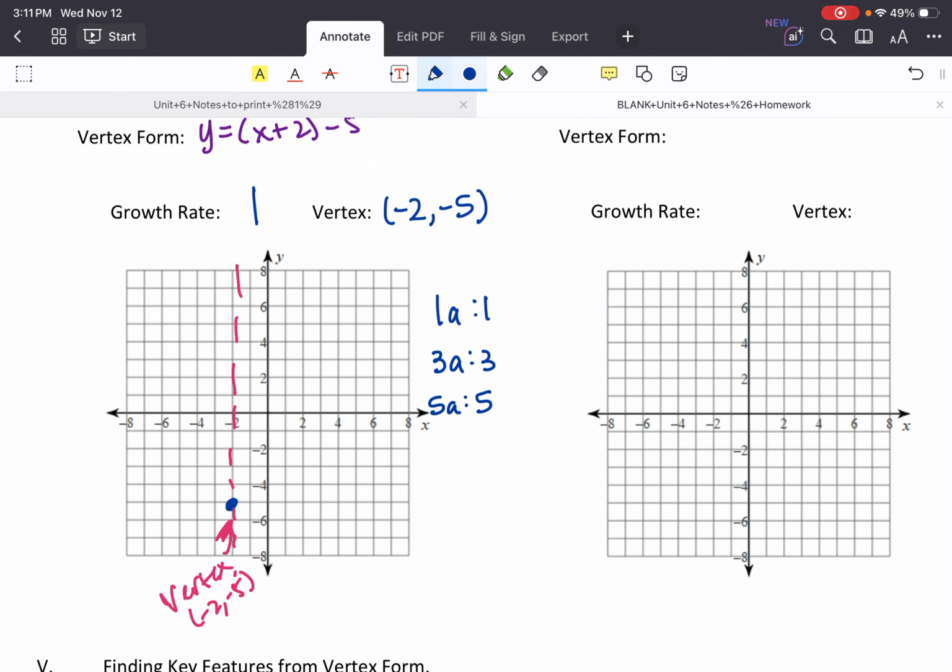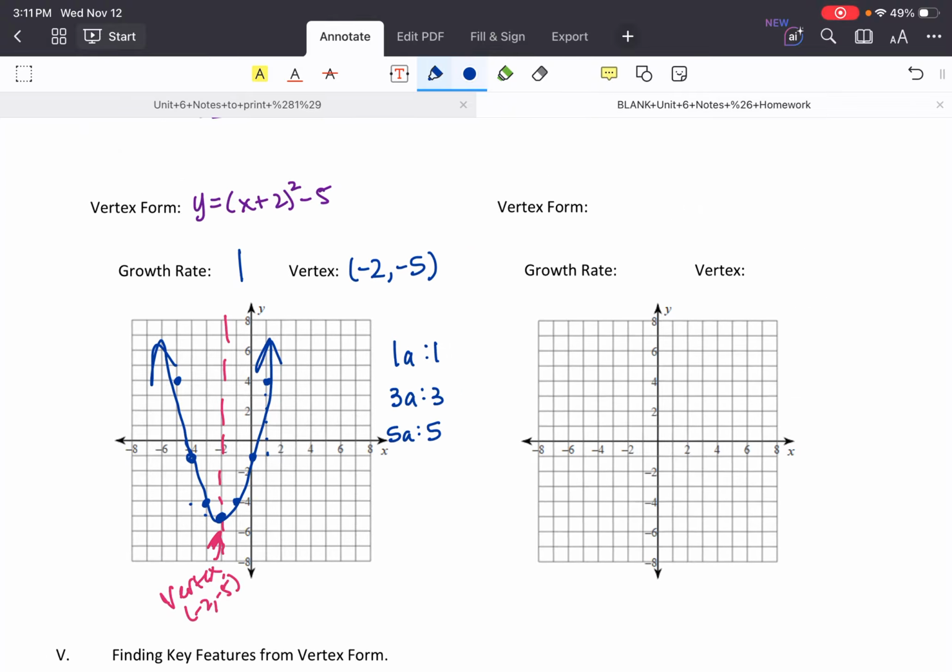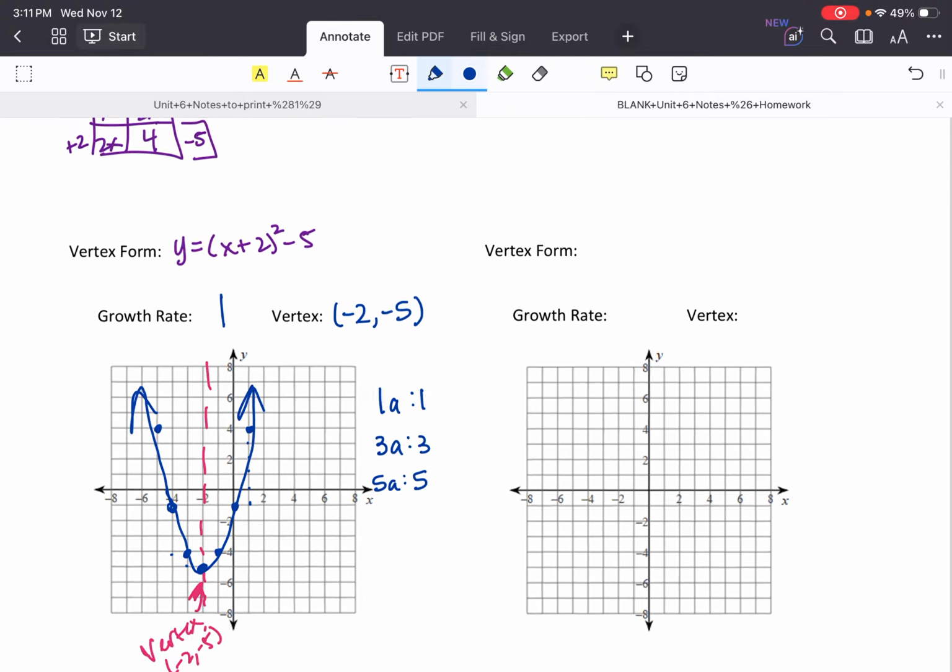And then I can do my growth rate. So I go over 1, up 1. From those 2 points, I go over 1, up 3. 1, 2, 3. From those, I can keep going. 1, 2, 3, 4, 5. You don't have to keep going, but it does make it easier, I think, to have more dots. And we have that. So changing it to vertex form was actually really helpful to be able to graph it.